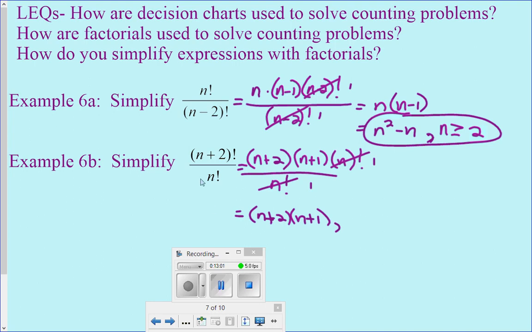And then I need my restriction. So I'm going back to the original denominator and I'm seeing n factorial, which means normally we'd say n can equal 0. So we're going to say n is greater than or equal to 0.